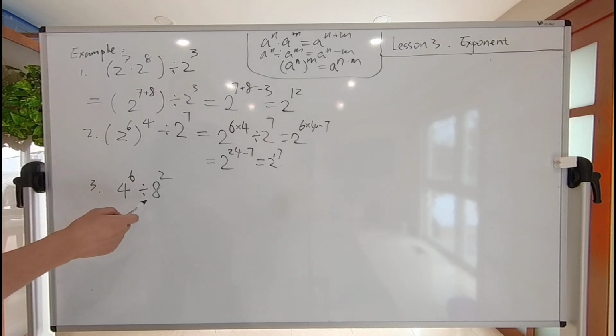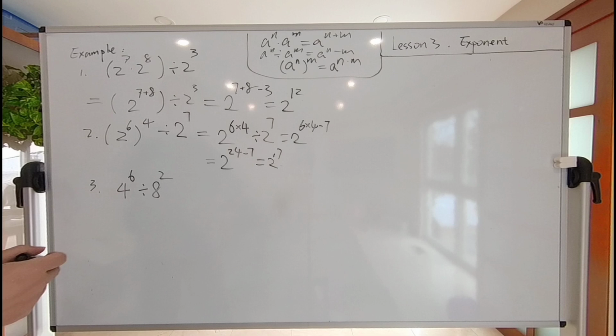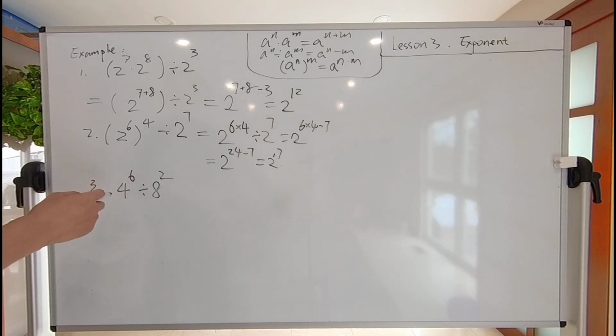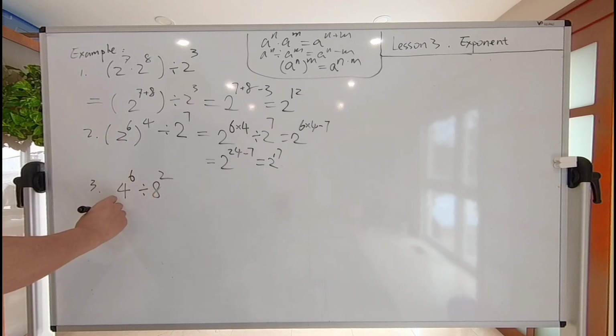Now go back to this question, even though they have differences. The first item's base is 4 and this one's base is 8. Even though they're not the same, you can easily see the relation between these two numbers because 8 is simply 2 times 4. So this gives us a hint to convert one of the numbers, or maybe both numbers, into the same base.